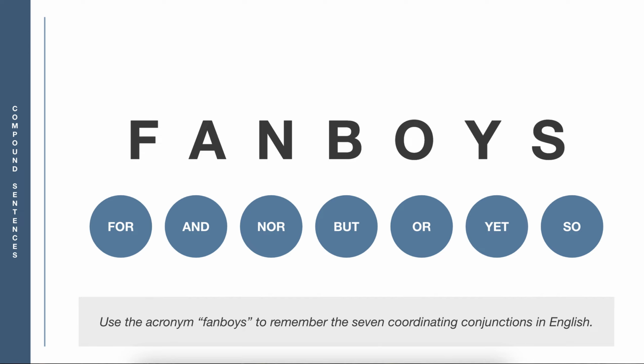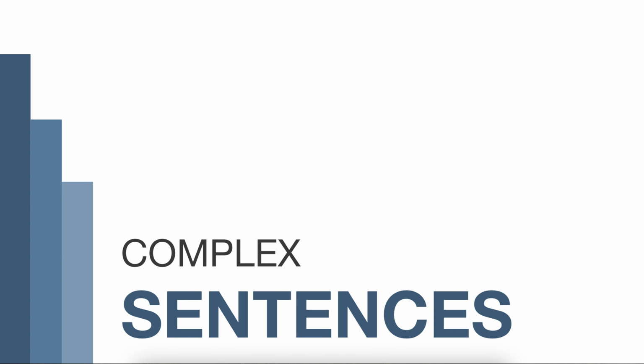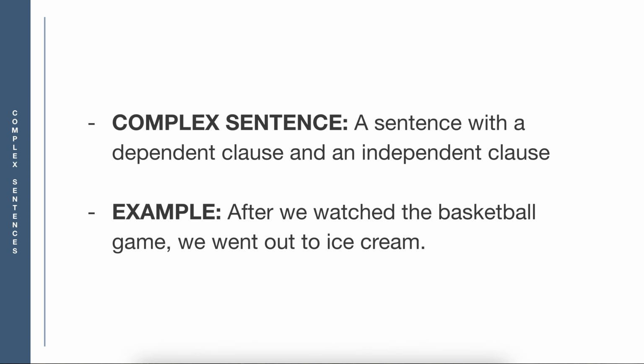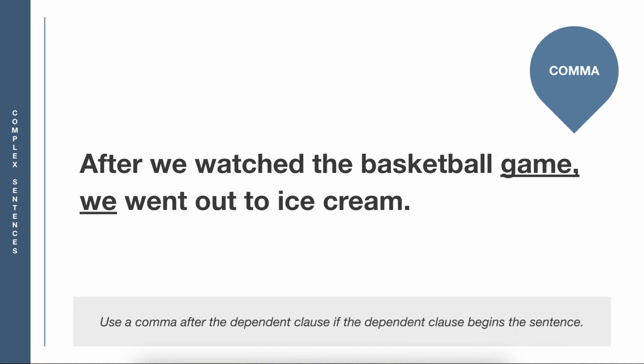And I want to remind you that a sentence that has more than one independent clause is called a compound sentence. Now, next up, we have complex sentences. Complex sentences are sentences that have a dependent clause and an independent clause. Here's our example. After we watched the basketball game, dependent clause, we went out to ice cream, independent clause. So as you can see in this example, we've combined a dependent clause with an independent clause. Therefore, we have a complex sentence.